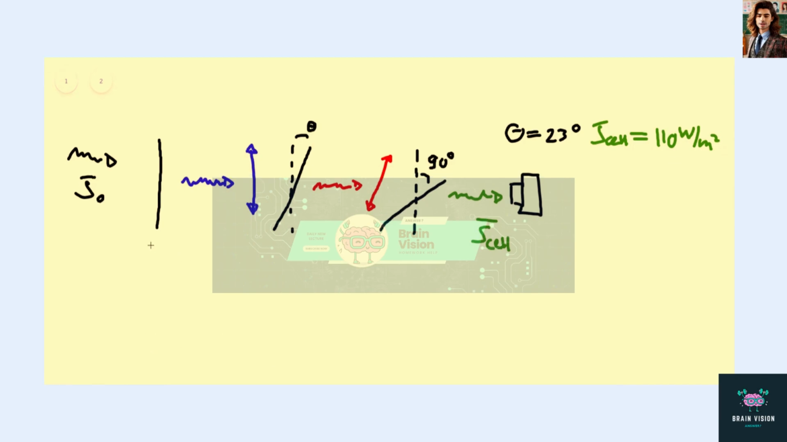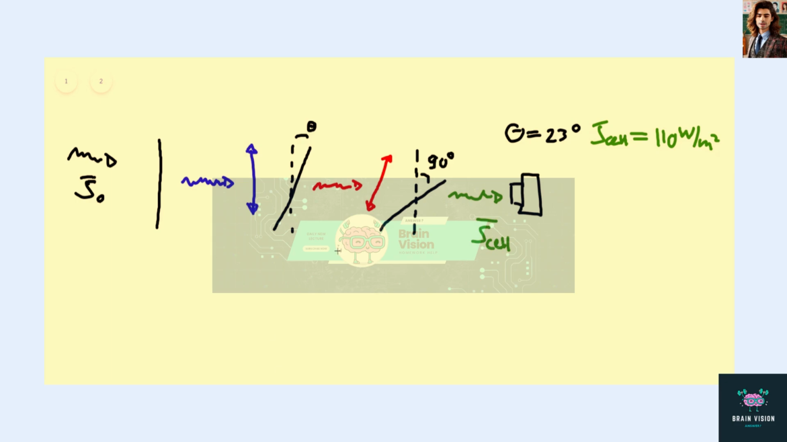So in this problem, we have a setup that you can see in figure 24.24 in the textbook. The first thing we are told is that when unpolarized light comes in from the left, goes through a vertical polarizer, then through an insertion, and then through an analyzer, the intensity that reaches the cell is 110 watts per meter squared, when the angle of the insertion is 23 degrees with respect to the vertical.